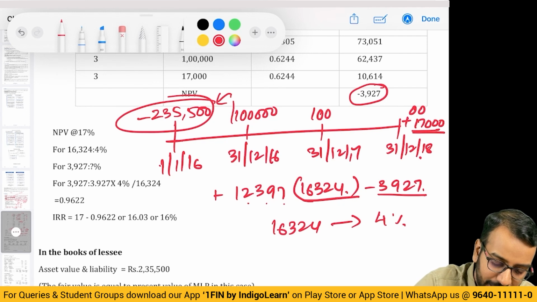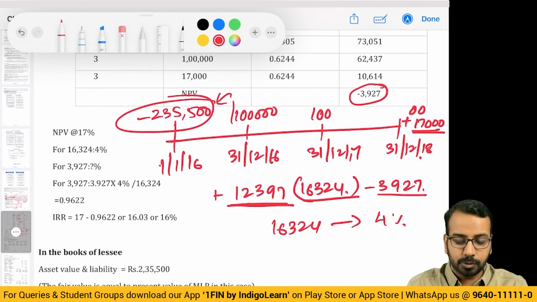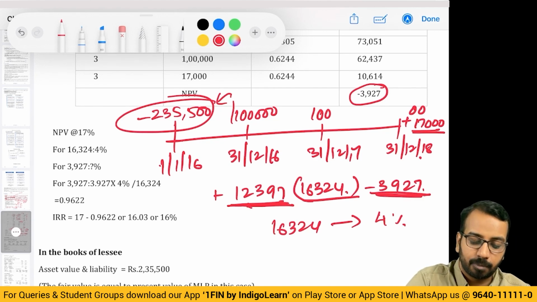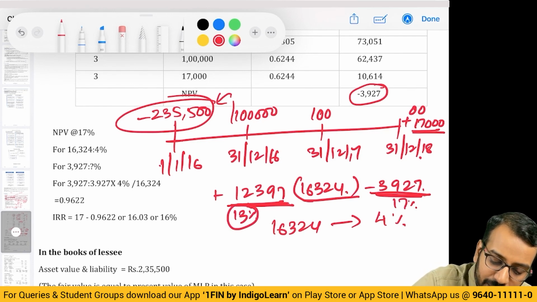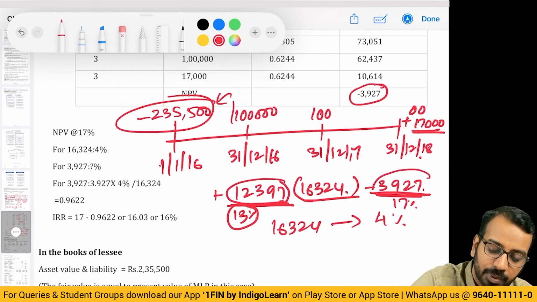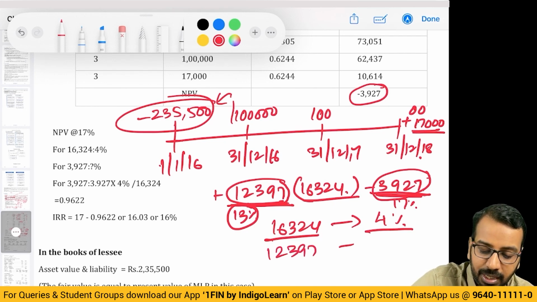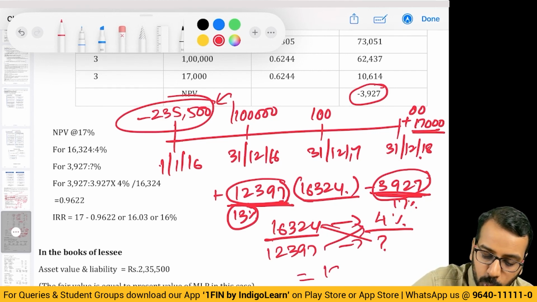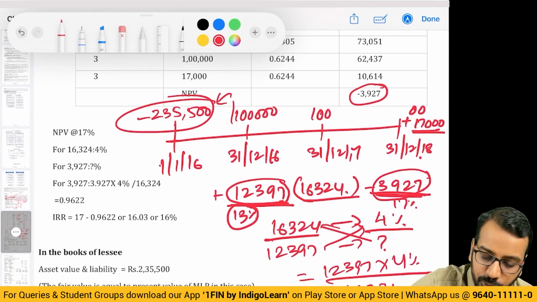How much do we need to move it by? We need to move it by either 12,397 to reduce, or 12,397 to increase. This is at 13%, this is at 17%. So either we take 13% and reduce 12,397, that is increase the rate by that proportion, or take 17% and reduce. So for 16,324, if it is 4%, for 12,397, how much is the number? We can do a cross multiplication. So the number will be 12,397 multiplied by 4% divided by 16,324.